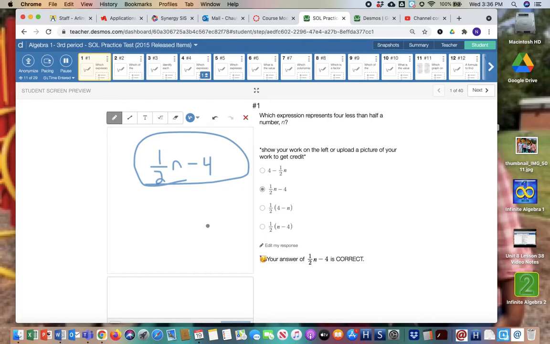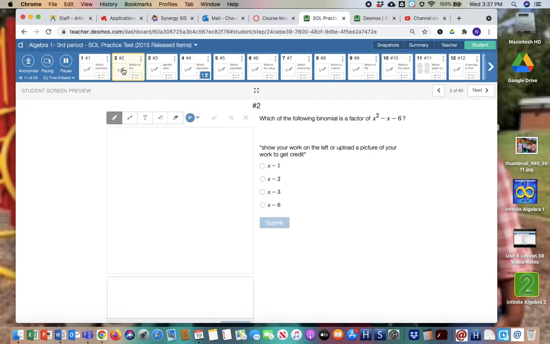Now, if you're ever not really sure, let's just put a number in for n. So let's make the n, for instance, here, okay, 8. So what if we said, which expression represents 4 less than half of 8? Okay, well, what's 4 less than half of 8? Well, half of 8 is 4, and 4 less than that would give me a 0, okay? All right, so then you could use that to substitute them in here to see which one would make that work, okay? All right, let's go to screen 2.